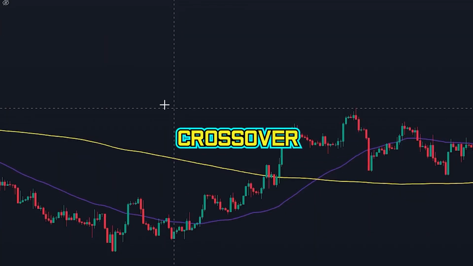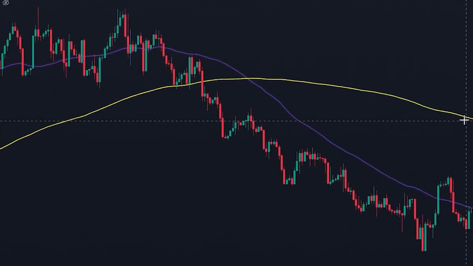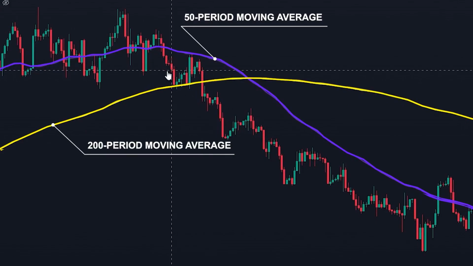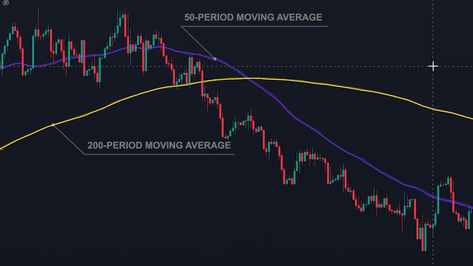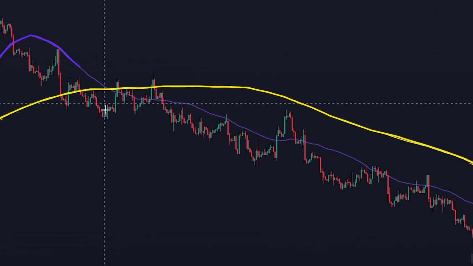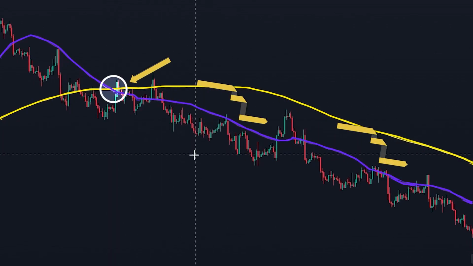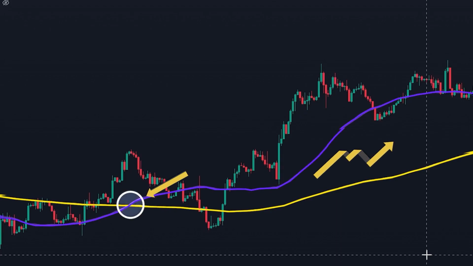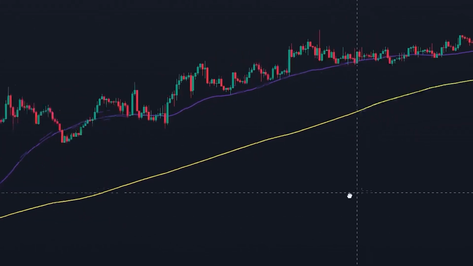2. Moving average crossover. Using 2 moving averages, with different periods like the 50 and the 200 EMA, helps identify trend reversals. A crossover where the smaller moving average crosses below the larger one suggests a bearish reversal, while the smaller moving average crossing above the larger moving average suggests a bullish reversal.